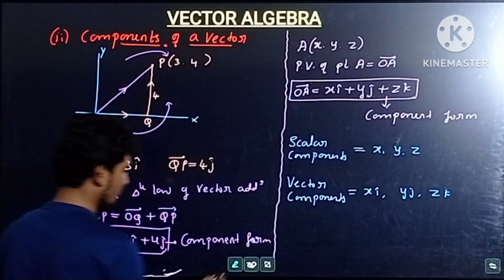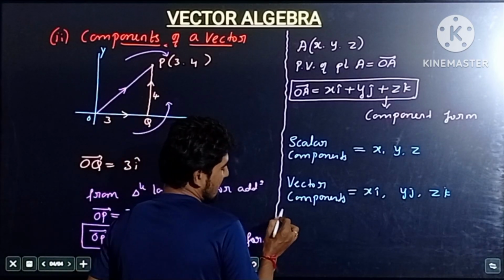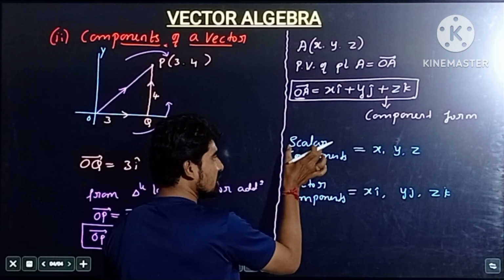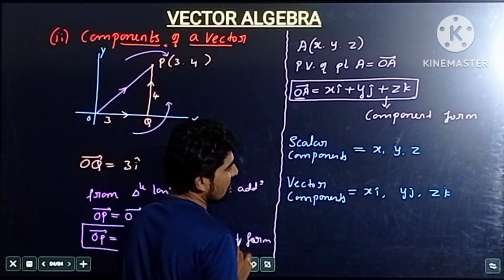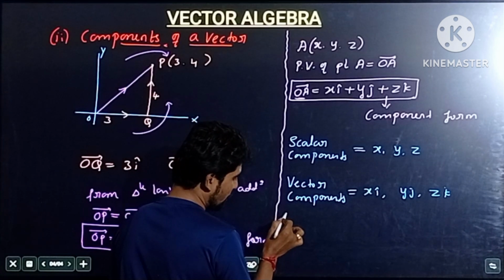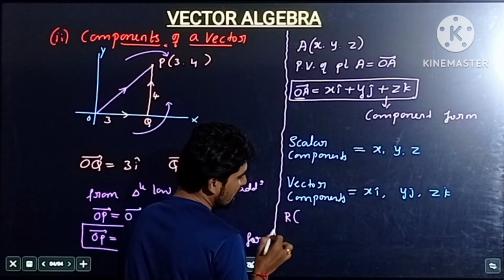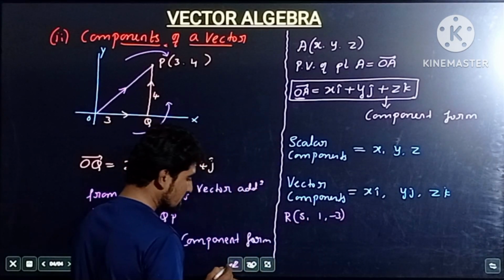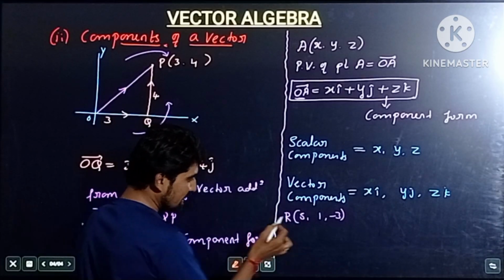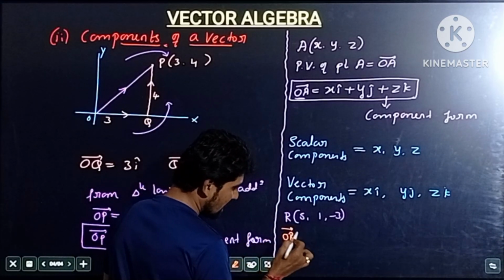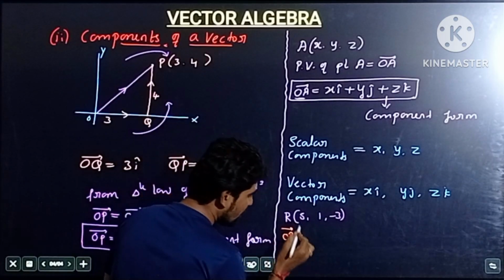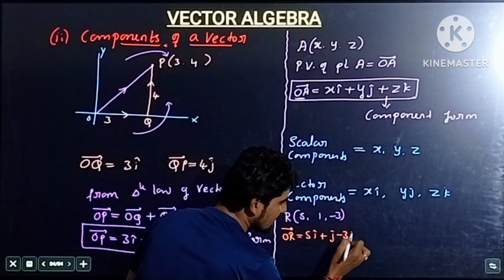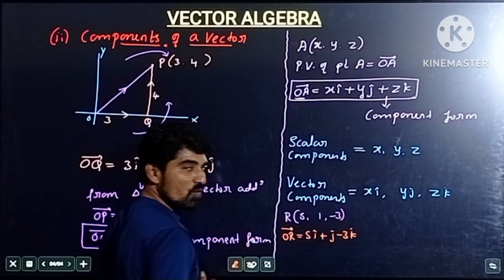So let us consider one example. See here, write the position vector, scalar components and vector components of the point R whose coordinates are given by 5, 1, -3. So as you know, the position vector of the point R is the OR vector, and its component form is given by 5 into i cap plus 1 j cap minus 3 k cap, which is the component form of this OR vector.